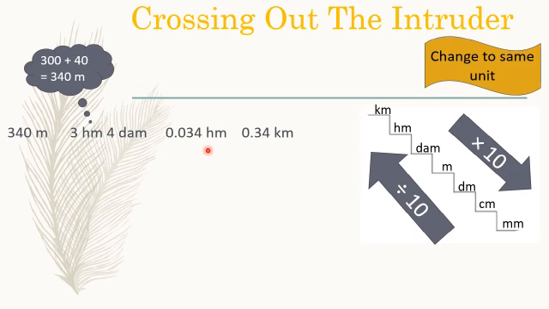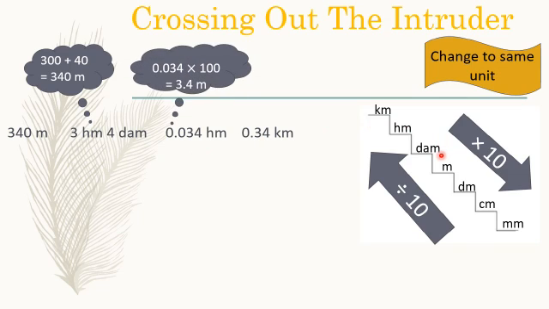Third one is in hectometer. Hectometer is here. I have to move 1, 2 steps downward. So I multiply this number by 100. Since it's a decimal number, the decimal point will move 1, 2 steps to the right since we are multiplying by 100. The answer is equal to 3.4 meter.